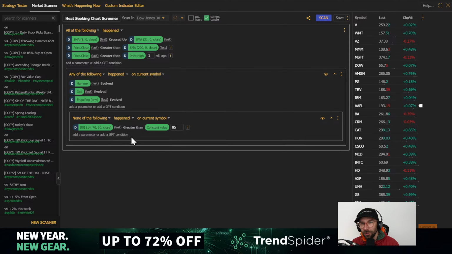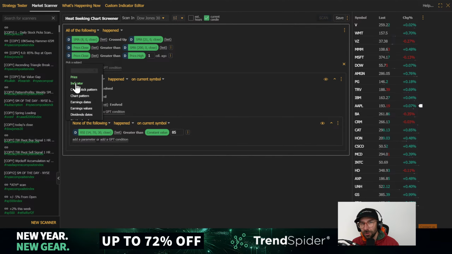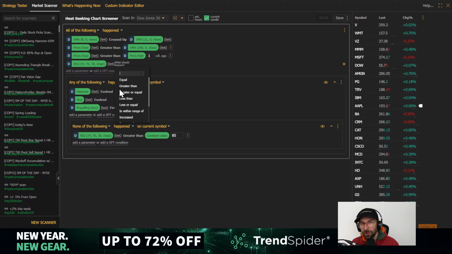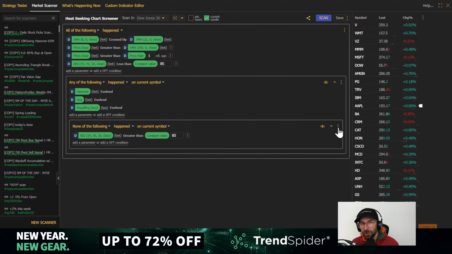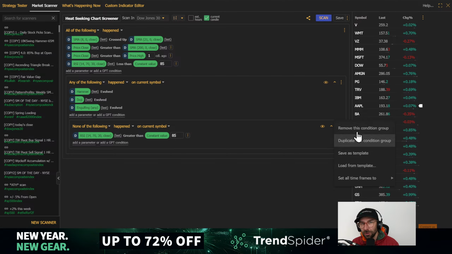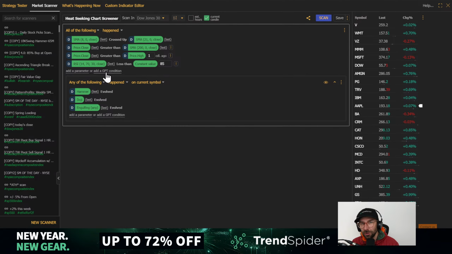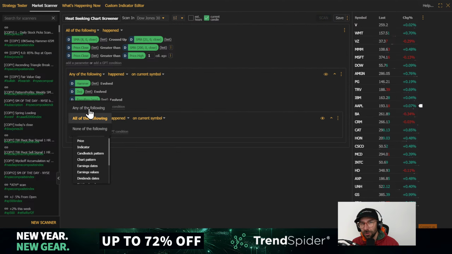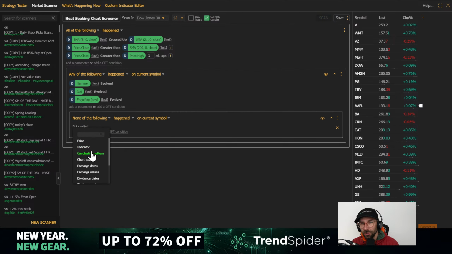Now you could of course say this another way, right? You could define it as all of the following. You could put it up here and do it in reverse. You could say RSI is less than a constant value of 85, right? And then you don't even need this none of the following. You could totally remove that condition group. You're saying the same thing because we're specifically defining it as less than 85. But whatever, we're just trying to come up with reasons why you would want to utilize all these different definers.